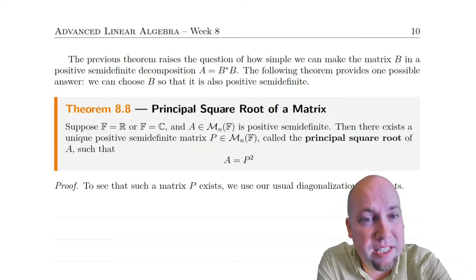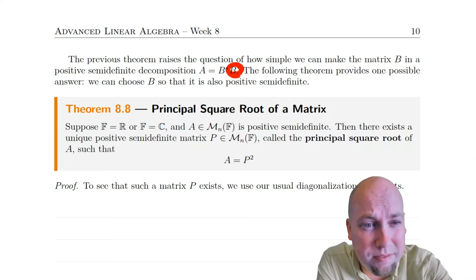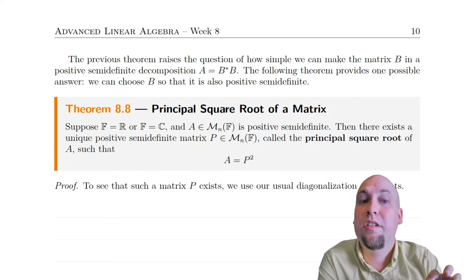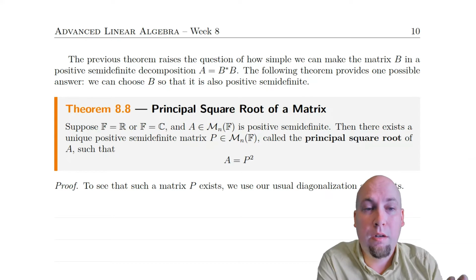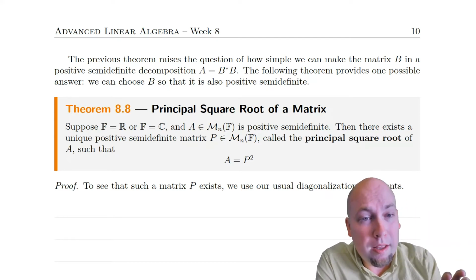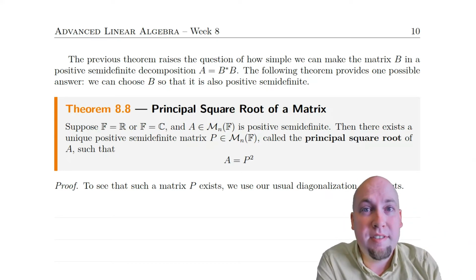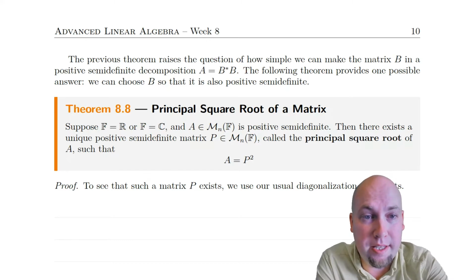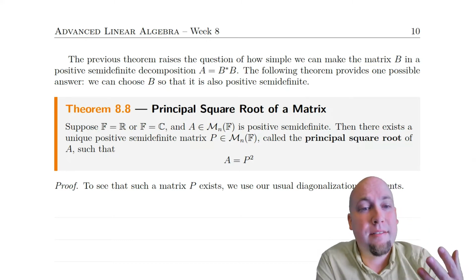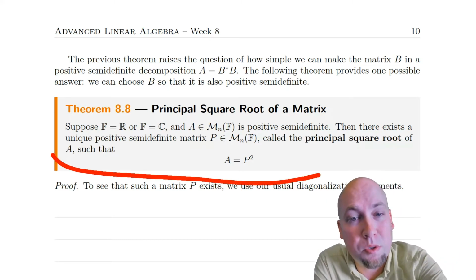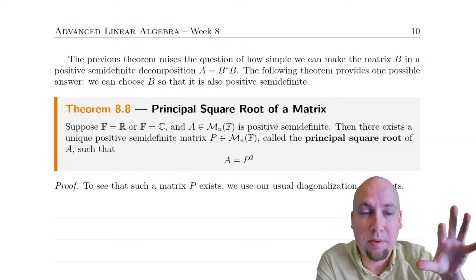If A is positive semi-definite, you can choose this decomposed part, B, to also be positive semi-definite, okay? And furthermore, there's exactly one positive semi-definite matrix B that you can choose there. So we give that matrix a name, we call it the principal square root of A, okay? And that's what this next theorem is.